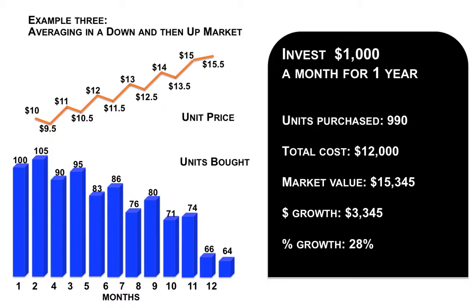And here in a situation, we simply have a 28% return. This is the ideal marketplace to be in. Volatility is the friend of dollar cost averaging.